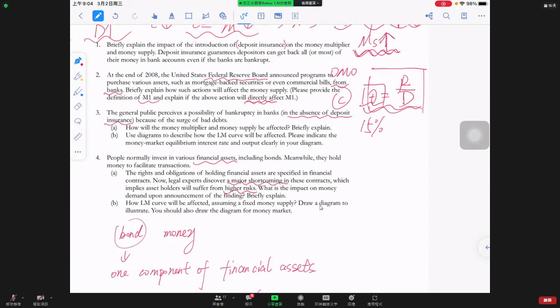Okay, thank you. So, in what situation will theta change?